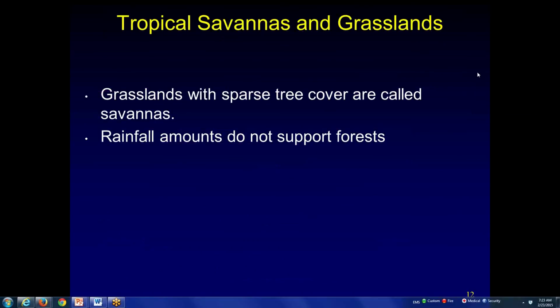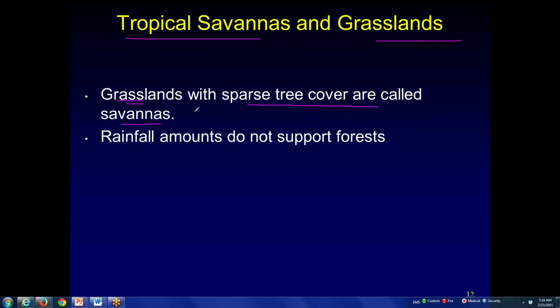All right, let's go now to tropical savannas and grasslands. Okay, so if we go to a slightly drier area, as we move from tropical seasonal forests, we start hitting tropical savannas and grasslands. This is an area that's even drier. They have sparse tree cover and are called savannas. So if we have grasslands and there is sparse tree cover, so trees spread out, it's called a savanna.